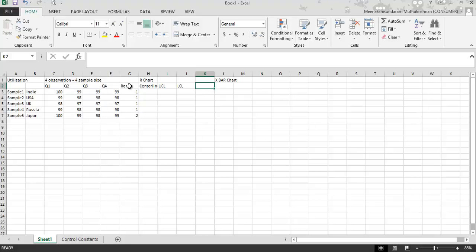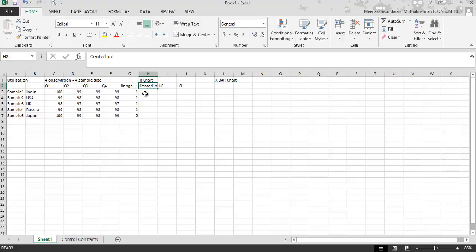And for your information, I'm just doing every calculation in Excel, and there are software tools like Minitab and QI Macros. It's an add-on tool in Excel where it just automatically calculates all these fields by itself. So you can use that, and this is just for your understanding. I'm just calculating everything manually.